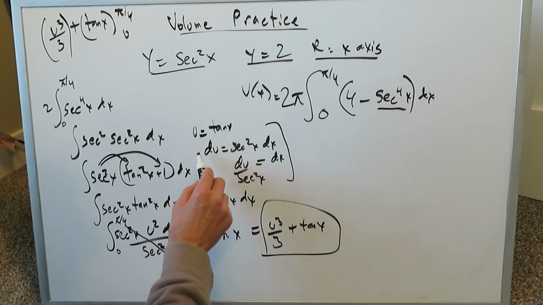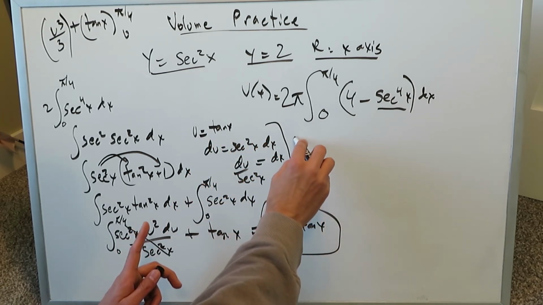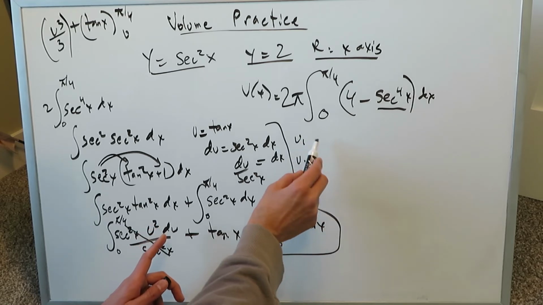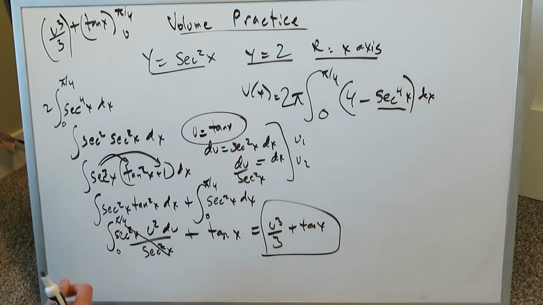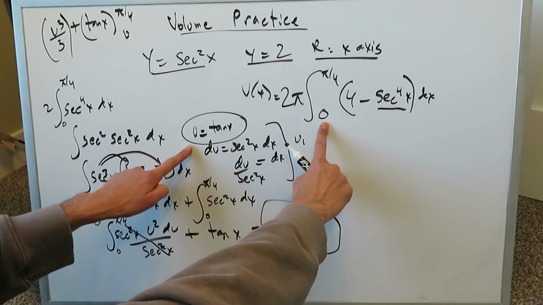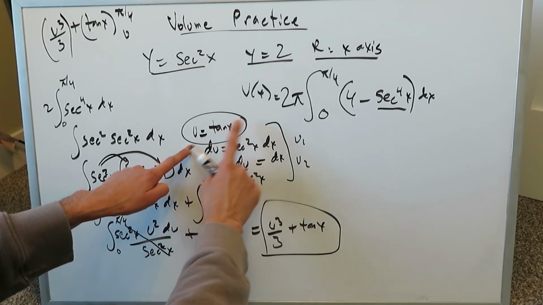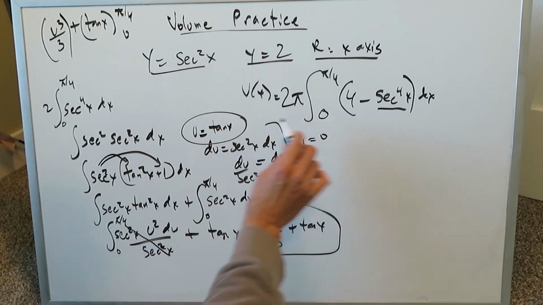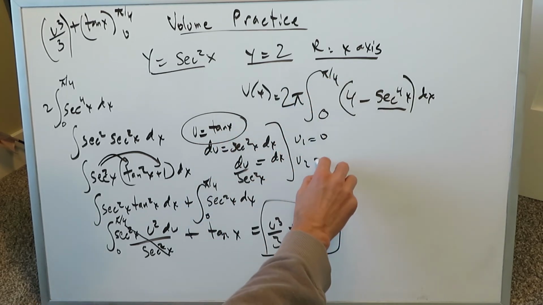When I started doing u substitutions, intervals changed, u1 and u2. Everything was with relation to this. U is equal to tan x with regards to 0. u1 must be tan of 0, which is 0. u2 must be tan of pi over 4, which is 1.